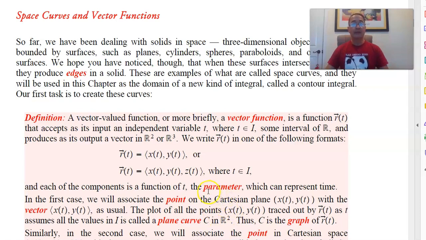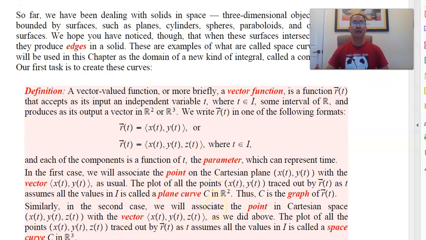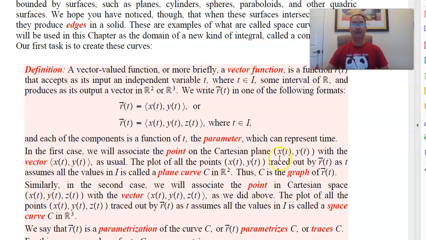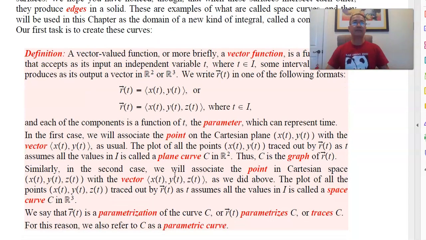The graph of this parametric or vector function is, of course, our space curve. We will plot all the points with the given coordinates in the plane or in space. We're not going to draw the arrow, we're only going to draw the tip of the arrow, because otherwise all we're going to see are arrows. That's a holy mess. You don't want to see that. All you want to see are the tips of the vectors.